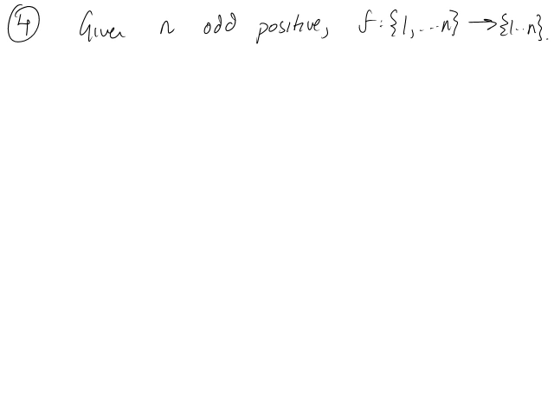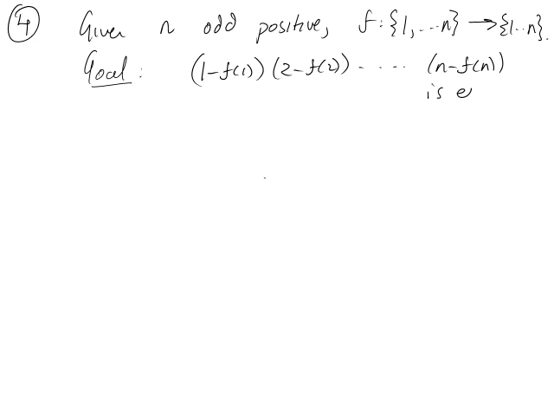Okay, on to number 4. This is quite a tricky one. It's sort of a tricky pigeonhole problem. And so what you're given is an integer n that's odd, positive, and a function f which is a bijection from 1 through n to itself. Okay, and the goal is to show that this number, 1 minus f of 1 times 2 minus f of 2 all the way up to n minus f of n, is even.